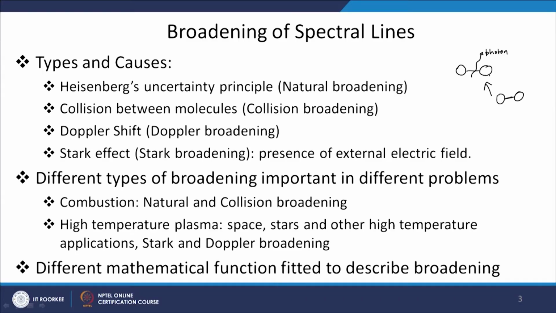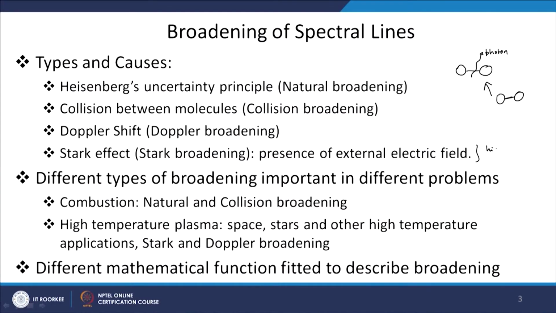The third effect is Stark effect. In high temperature plasmas where we have a significant amount of electrons, there is a formation of electric field, and this electric field basically perturbs the internal structure of the atom or molecule and leads to what we call Stark broadening. Now, this is only relevant for high temperature applications like plasma. It is not important for typical combustion applications, while these two are important for combustion applications.